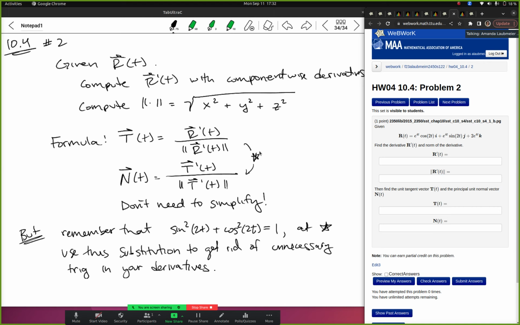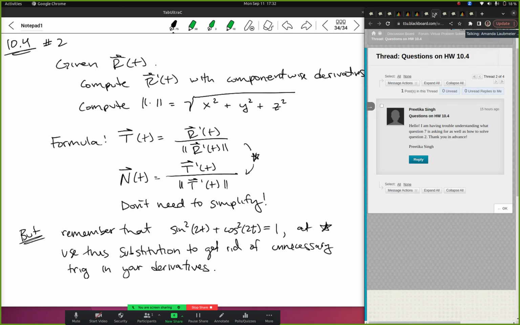If you don't take that hint, you will still get the right answer. It's just that computing that derivative becomes a lot more difficult. So I do recommend making that substitution between the third box and the fourth box, just to make your life a little bit easier. But that's all that you would need to answer that question, I think. Is there anything else? Nope.